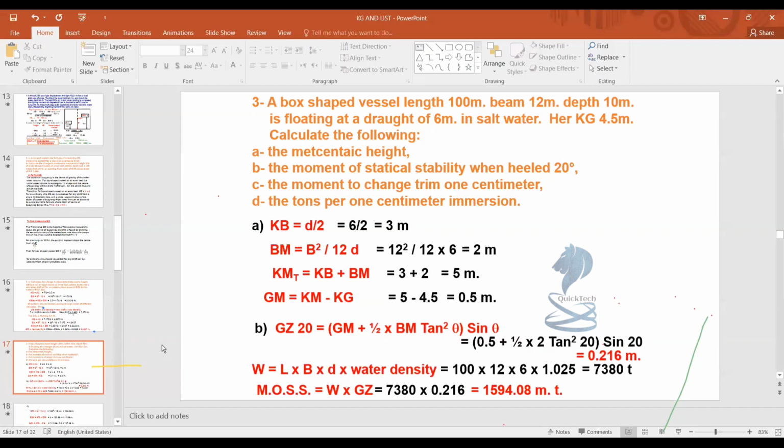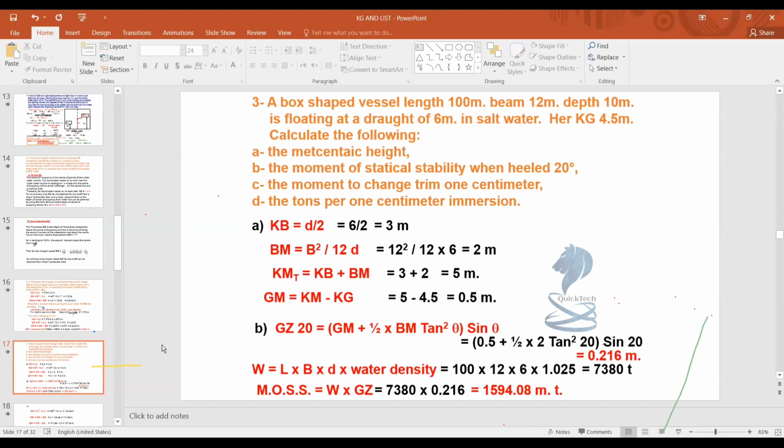With the formulas, KB is equal to D by 2, we get KB is equal to 3. BM is equal to B² by 12D, the value is equal to 2 meters. KM transverse is equal to KB plus BM, equal to 5 meters. GM is equal to KM minus KG, equal to 0.5 meters. B. GZ at 20 degrees is equal to sin θ times GM plus half BM tan² θ. Putting in the values, we get the answer 0.216 meters.